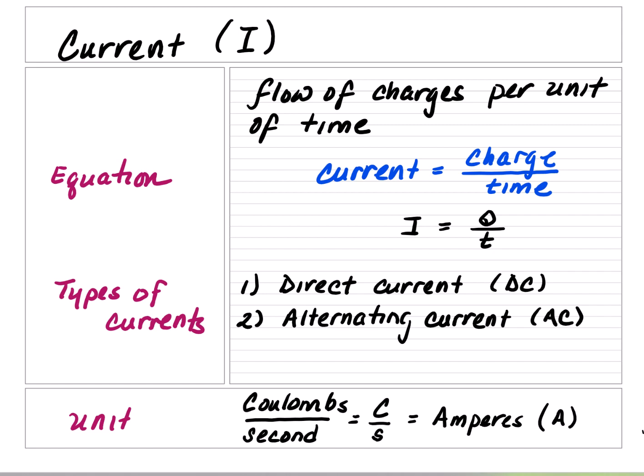There are two types of currents that you are aware of. One, direct current, DC, which allows current to flow only in one direction. Example of that is a battery. Two, alternating current, or AC. It changes direction of the current depending on the frequency. Example of that is the outlet where you plug in your appliances. The units for current is ampere or A or coulombs per second, because the units for charge is coulombs and the units for time is seconds.